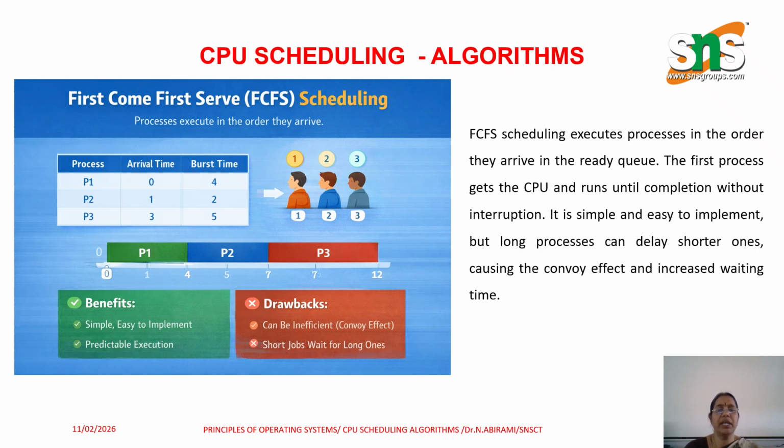Now, here is a simple example based on the arrival time and the burst time. Burst time is the time a process is going to use the CPU. You can see here the process P1 arrives at 0 time. That means it gets the CPU first. The burst time here is 4. After 4 milliseconds, the process P2 gets the CPU. It has the burst time 2. And you have the process P3 arriving after P2 and the burst time of that is 5. So the total time taken to complete all the processes which are there in the ready queue is 12 milliseconds.